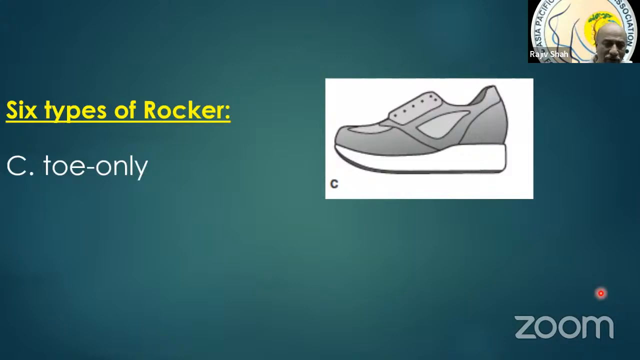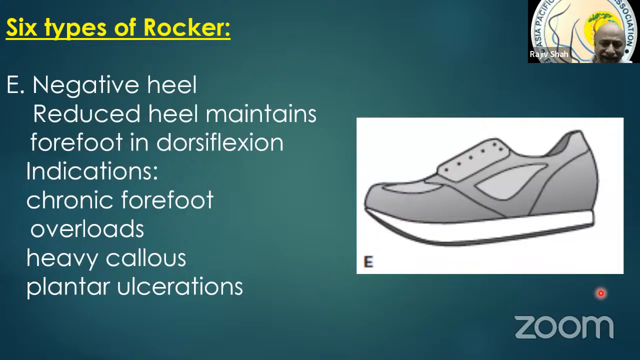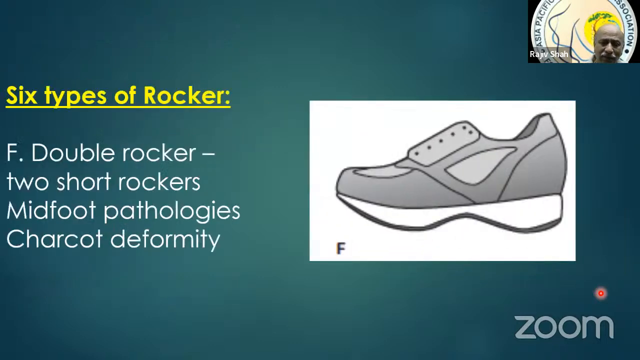Then sometimes there is a rocker only to offload the toe. There could be a metatarsal head rocker, and there could be a negative heel when you really want to offload the forefoot. That is commonly used for chronic forefoot overload cases, or when you have a very heavy callus or plantar ulcers. And the last is the double rocker: when you have a midfoot pathology or midfoot Charcot, you use the double rocker.